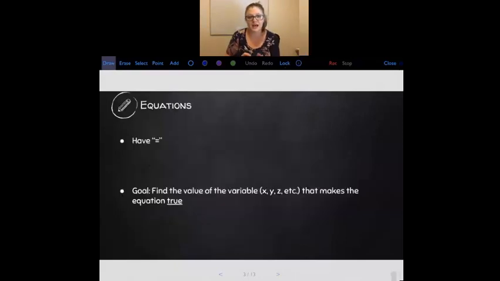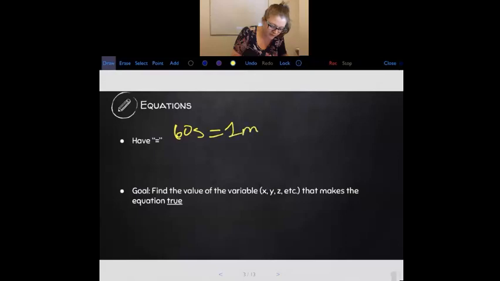So equations have an equal sign. What this equal sign means is that whatever's on the left-hand side of the equal sign is equal to whatever's on the right-hand side. So for instance, using maybe a non-math example, 60 seconds is equal to 1 minute. If I say I'm going to go to the store in 1 minute, if you were to say you're going to go to the store in 60 seconds, mathematically it would carry the same meaning.